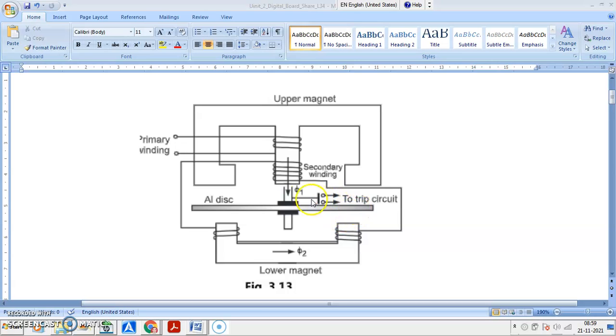Flux linking through because of the flux. The disc is also acting as a short circuit secondary. Primary winding. Secondary winding carries current I2. Because of this, flux phi2 is produced. Phi2 flux lags behind phi1 by angle alpha. Phi2 is part and parcel of phi1.